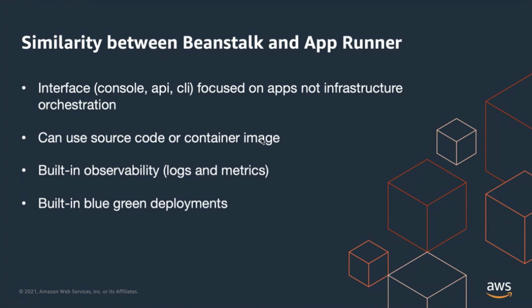You have a bunch of built-in observability in both Beanstalk and App Runner, as I'll show you in the console screen later. And you also have built-in best practices on deployments with blue-green. So it's really integrated in terms of giving you a turnkey experience for running applications, and both these services are highly capable to do so.